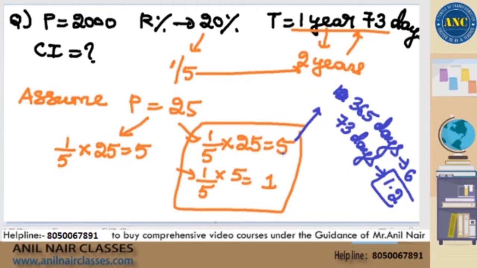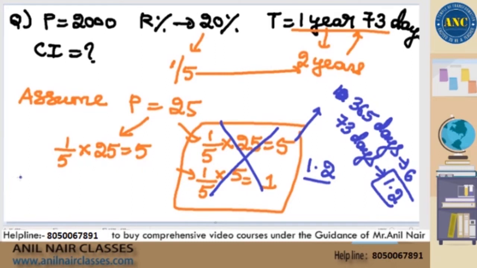But according to the question, I need it for 73 days. Remove this 5 plus 1, 6 and replace it with 1.2. 6 is for 365 days. For 73 days it will be 73 by 365, which is 1 by 5. 6 by 5 is 1.2.